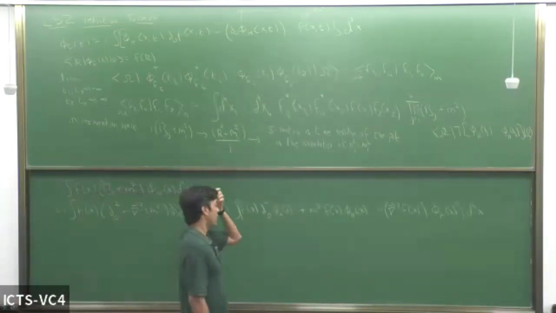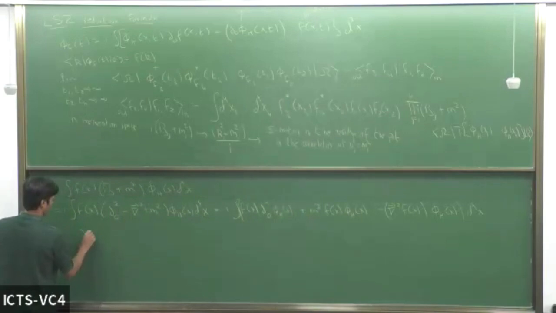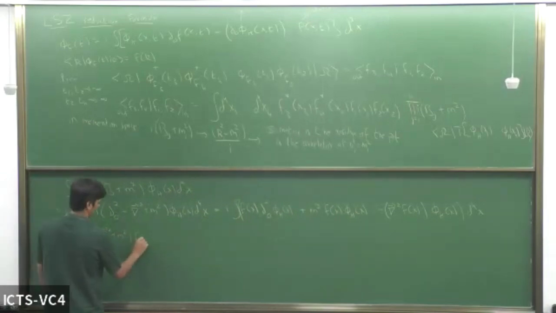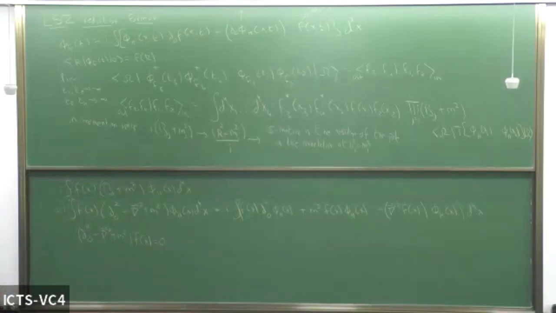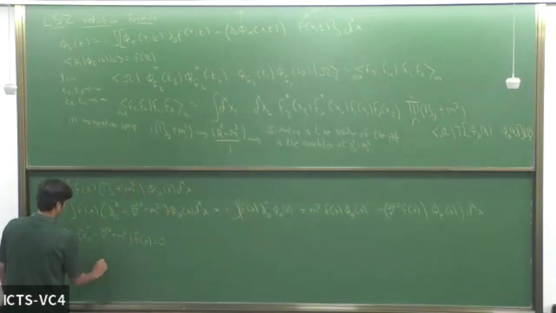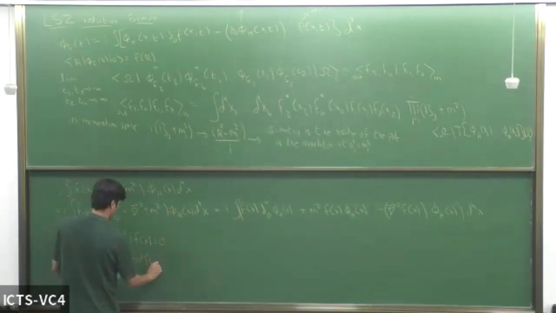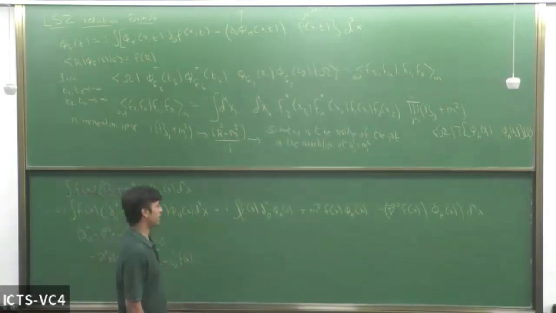Okay, good. However, what do we know about f of x? What we know is that f of x satisfies d0 squared minus del squared plus m squared f of x is equal to 0, because it's a solution of the Klein-Gordon equation. It's a sum of solutions, but it's a linear equation, so it's a solution. Therefore, instead of having minus del squared f of x, I could just substitute minus m squared f of x minus d0 squared f of x.